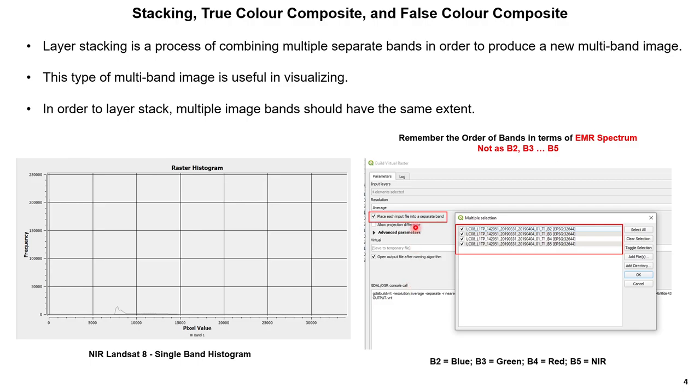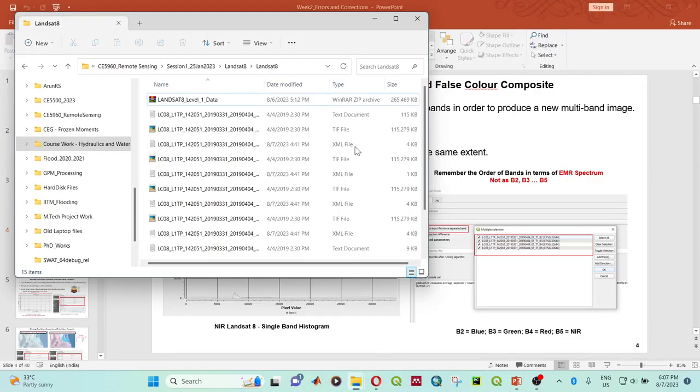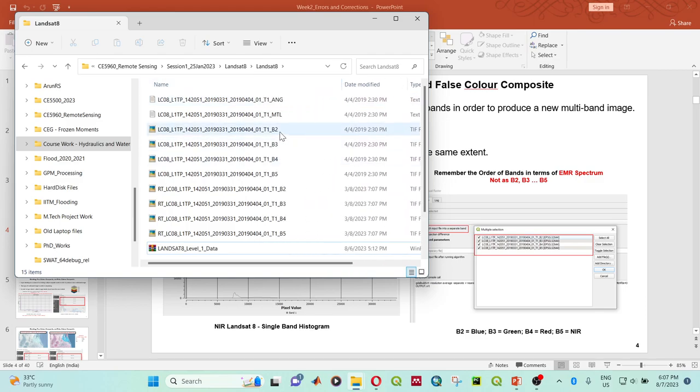Firstly, we'll be going through what is stacking, then what is a true color composite, and what is a false color composite. If you look at our satellite data, I have the downloaded Landsat data here. We have different bands, and these are all separate files. But when we are doing some analysis, we arrange them one by one in a single data. That process is called stacking.